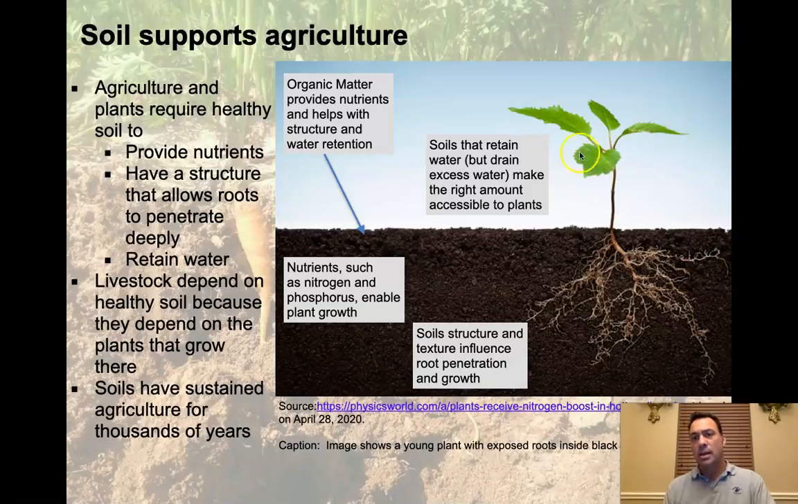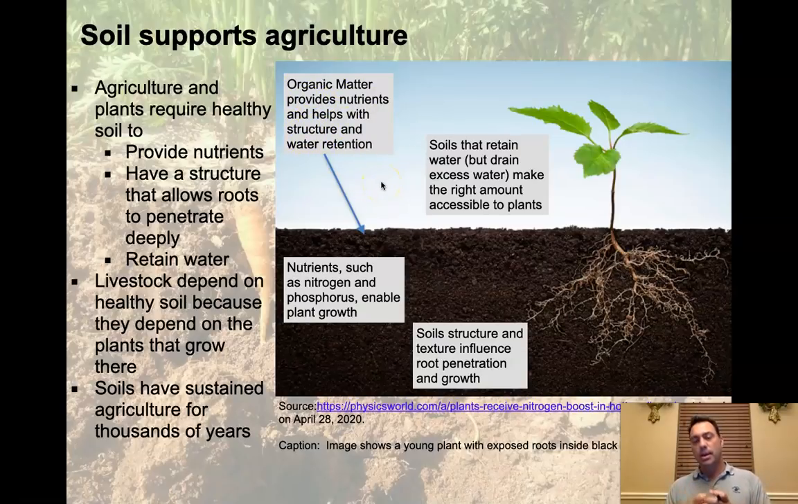So here we see the energy accumulation and the chemical storage through glucose. And then down here we see a totally different thing happening. What we see is that we have this black soil that has built up around the root structures here. And it turns out that black or brown color is usually organic matter. Organic matter provides nutrients and helps with structure and water retention.